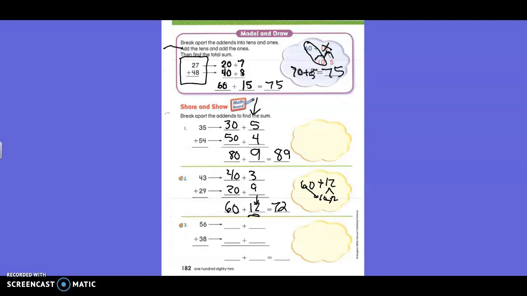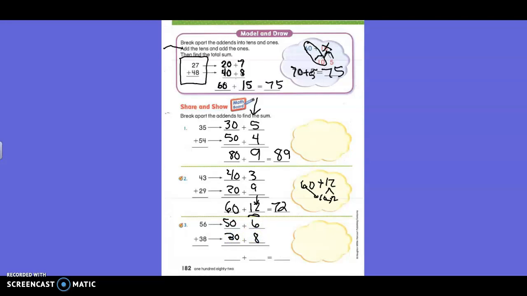Everybody get that, or do we need to do one more together? Okay, one more. Everybody pay attention. If it doesn't make sense again, I will help you at the back table, or your partner can help you. All right? 56. Break apart 56. What is it? Lena, can you tell me? 50 plus 6. Okay, 38. What's 38 broken apart? Isaac? 30 plus 8.